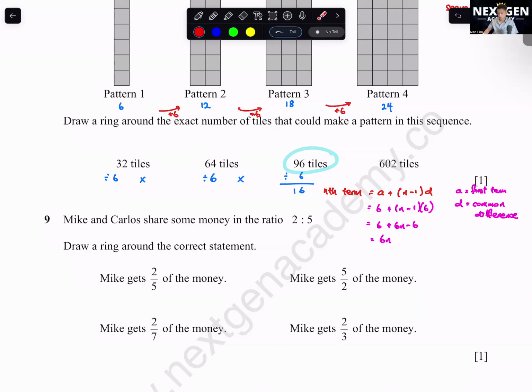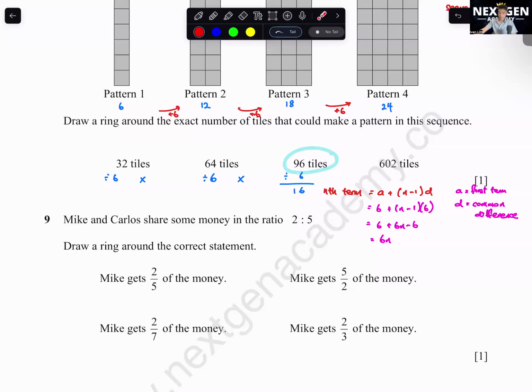This is a concept of ratio and proportion. Which statement is the correct one? Mike to Carlos is 2 to 5. 2 over 5, everyone agree? Is it 2 over 5? Mike gets 2 over 5. Okay, look at it properly.